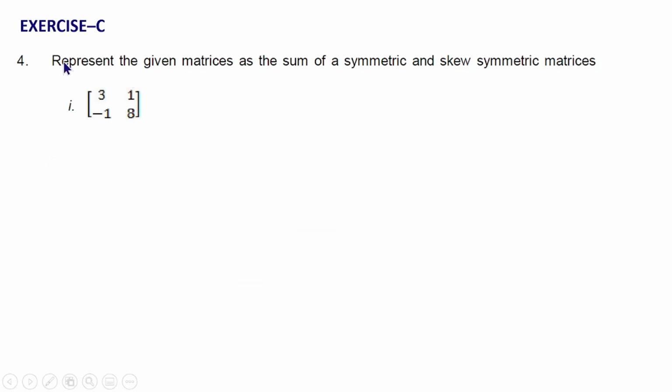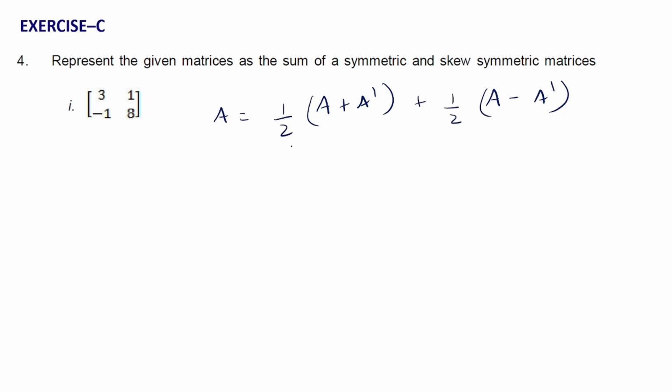Next question, represent the given matrices as the sum of a symmetric and skew symmetric matrices. Now we know that if A is a square matrix, then any square matrix can be represented as a sum of symmetric and skew symmetric matrix. We know that if A is a square matrix, then A plus A transpose is a symmetric matrix and A minus A transpose is a skew symmetric matrix. So we can write A as half of A plus A transpose plus half of A minus A transpose. This is symmetric and this is skew symmetric.